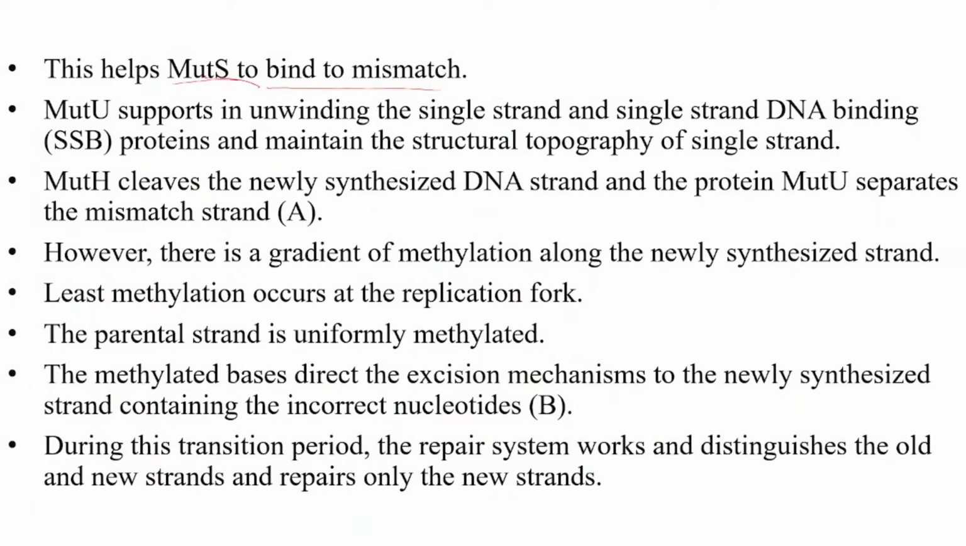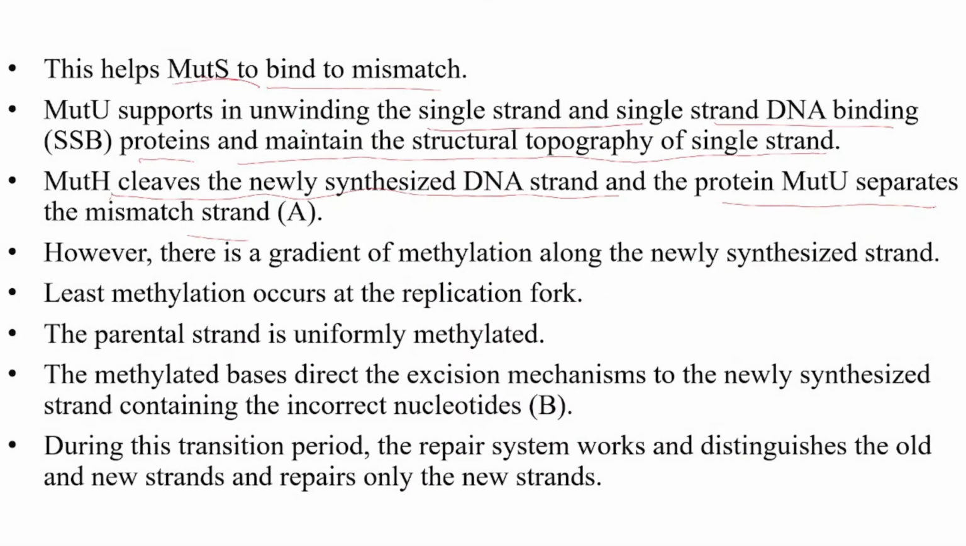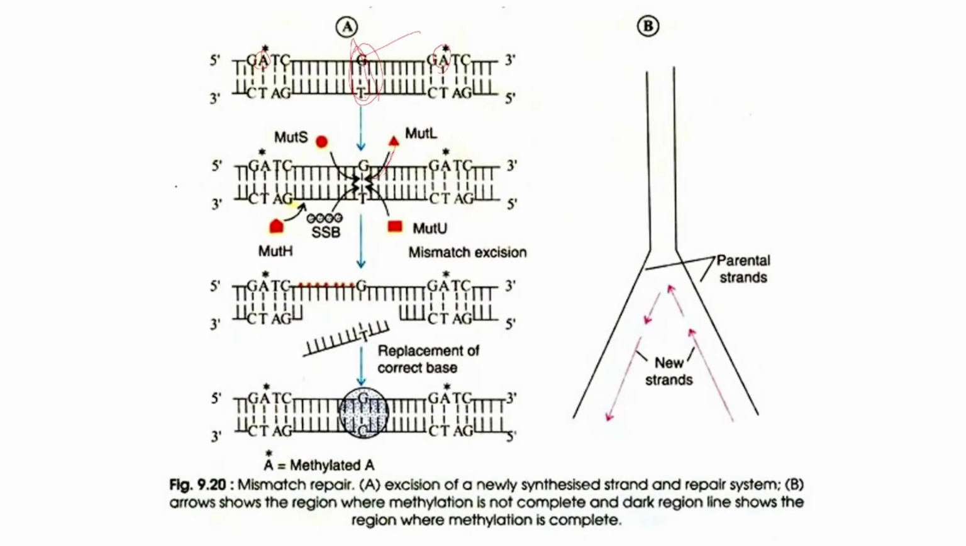Okay. Mut U supports unwinding of the single strand, and single strand DNA binding proteins maintain the structural topography of the single strand. Mut H cleaves the newly synthesized DNA strand and the protein Mut U separates the mismatched strand. So Mut U helps in unwinding and separating the mismatch pair, and Mut H cleaves the newly synthesized DNA. Mut H, what does it do? Mut H cleaves this DNA. Okay.